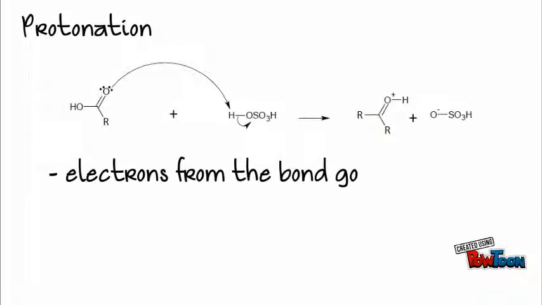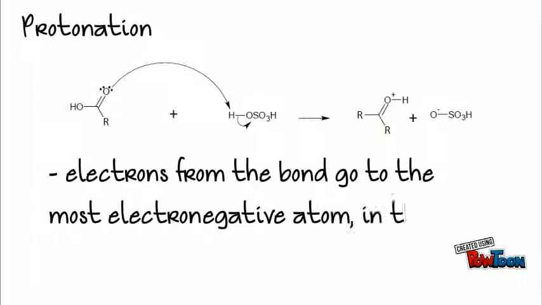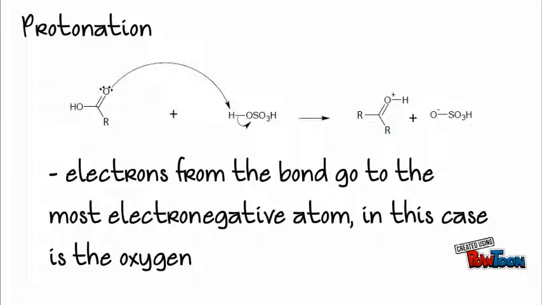The electrons from this bond go to the most electronegative atom, which in this case is the oxygen. This forms the sulfate anion as a result. This process is known as protonation, as a proton is added to the carboxylic acid.